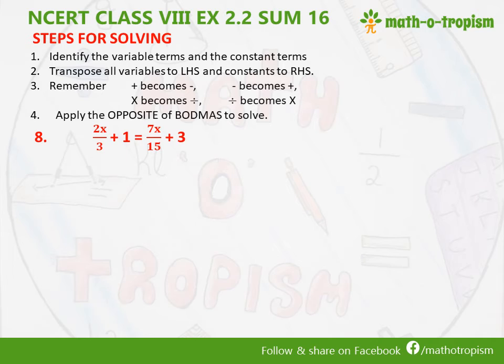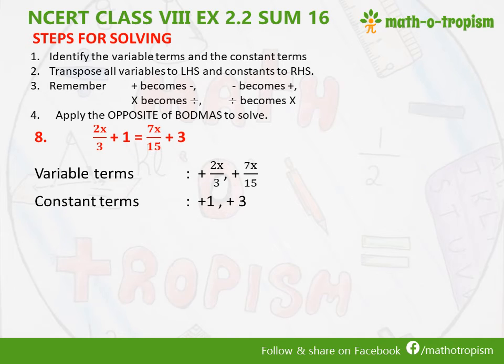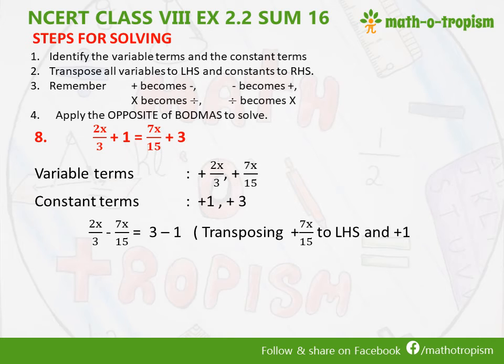Similarly, next we go to the next sum: 2x/3 + 1 = 7x/15 + 3. Here again the variable terms are 2x/3 and 7x/15, and the constant terms are +1 and +3. So we are taking the variable term 7x/15 to the left hand side, and 3 - 1. We are transposing 7x/15 to the left hand side and +1 to the right hand side. Here we see that 2x/3 and -7x/15 have different denominators.